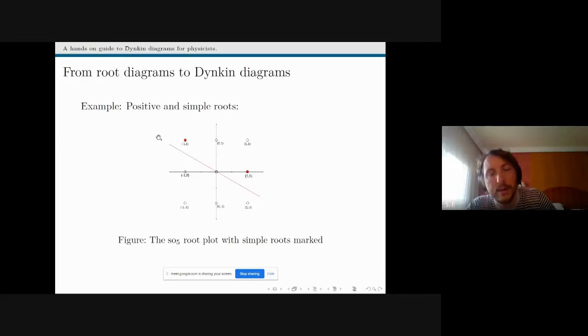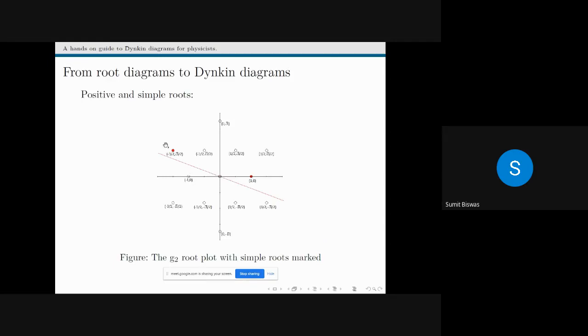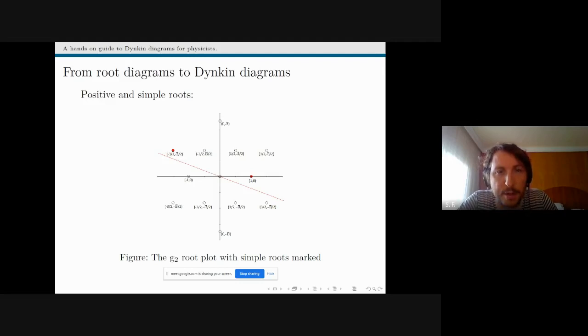Is there any way that I can predict the number of the simple roots? I mean, is it the number of the Cartan subalgebra dimension, that here there are 2 simple roots because I have 2 Cartan subalgebra dimensions? That's exactly correct. So the number of simple roots will correspond to the rank of the Lie algebra. That's exactly correct.